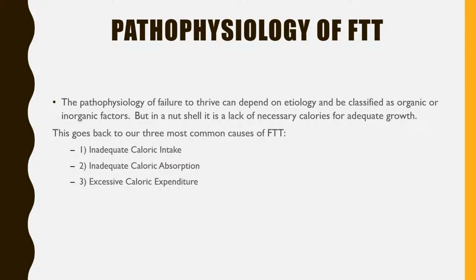So let's take a look at the pathophysiology of FTT. The pathophysiology can depend on etiology and be classified as organic or inorganic factors. But basically, in a nutshell, it's a lack of necessary calories for adequate growth. This kind of goes back to our three most common causes of FTT, which included inadequate caloric intake, inadequate caloric absorption, and excessive caloric expenditure.